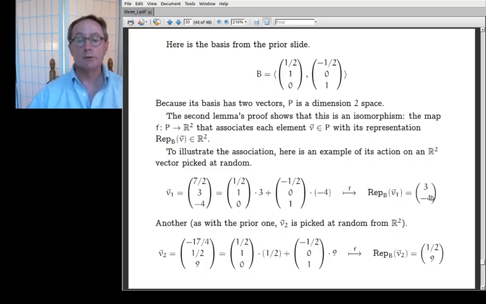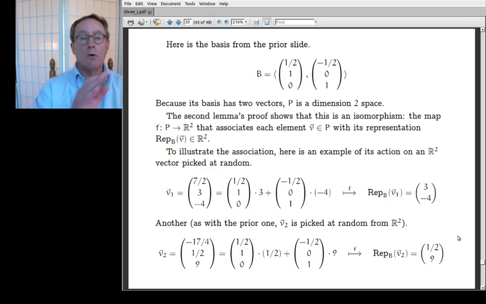Another example, same sort of stuff. I picked some crazy one at random from the plane, minus 17/4, 1/2, 9, some crazy thing that satisfies the property for the plane, and I represented it with respect to the basis, this basis up here. I got a 1/2 and a 9, and again, I'm not going to bother you with Gauss's method to do that. So I associate this vector v2 with 1/2, 9.